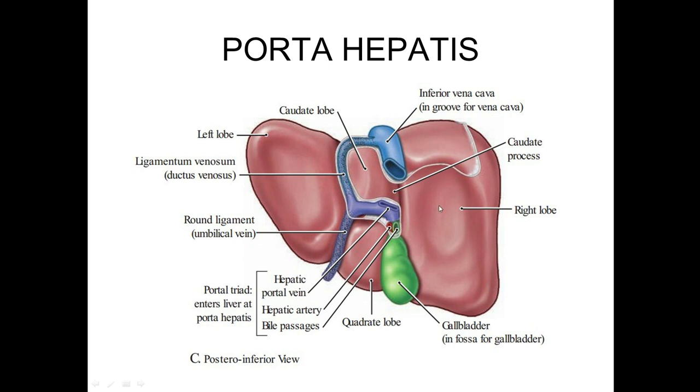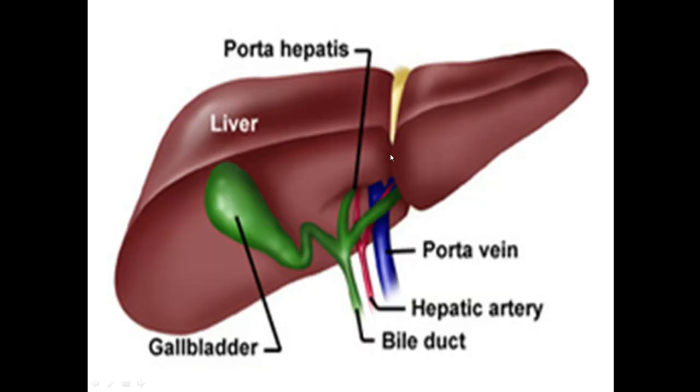So let's revise once again. Right lobe, caudate lobe, quadrate lobe, the left lobe. Here is the inferior vena cava. There is a groove for the inferior vena cava in which it lies. Done. So let's see the portal triad once again. The portal vein, hepatic artery and the bile duct. They constitute the porta hepatis.